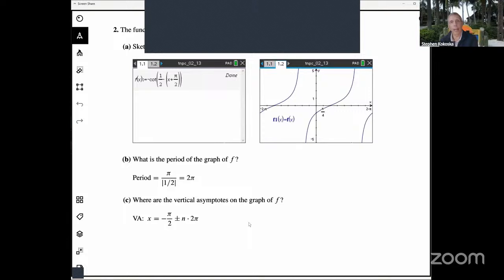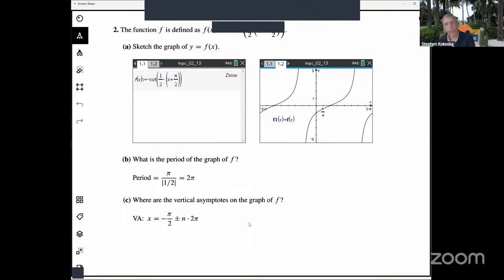All right, here we go. Let's take a look at number 2. This one's kind of a quick one for me, Tom. I'll get back to you in a second, but I've got some TI-Nspire screens up here. This one says that the function f is defined to be minus the cotangent of 1/2 times the quantity x plus pi over 2, close parentheses there. And the first part of this just says sketch the graph of y equals f of x.